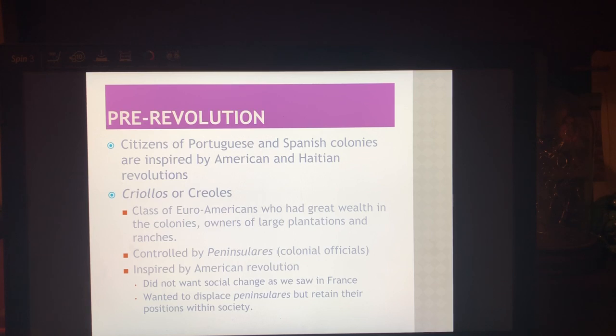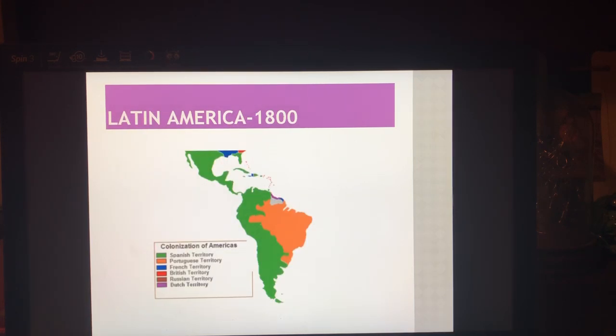They're upset that the colonial positions are controlled by the Peninsulares, and they're inspired by the American Revolution about new social change, that since they are born here, maybe they know better, maybe they are more enlightened, and they want to displace the Peninsulares and retain their position within society. They want to move on up. So what we're going to look at is how these revolutions occur.